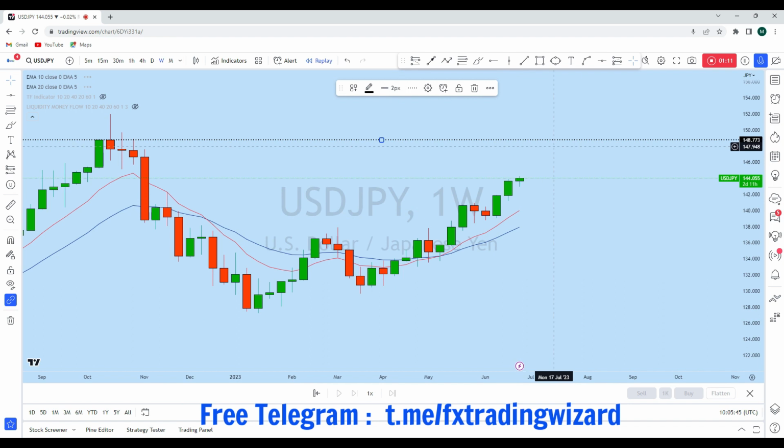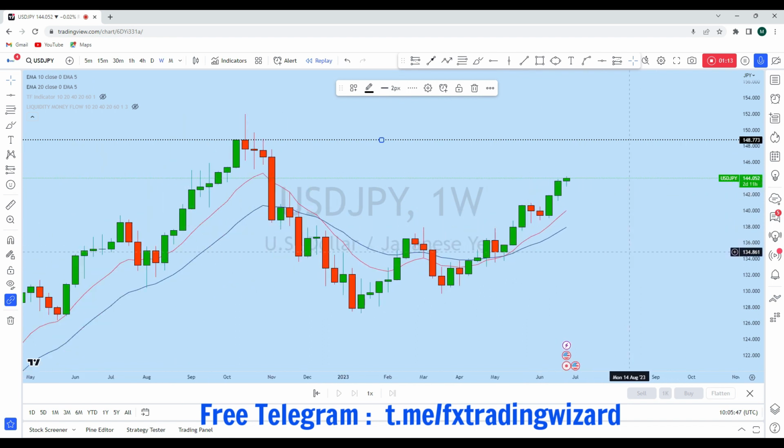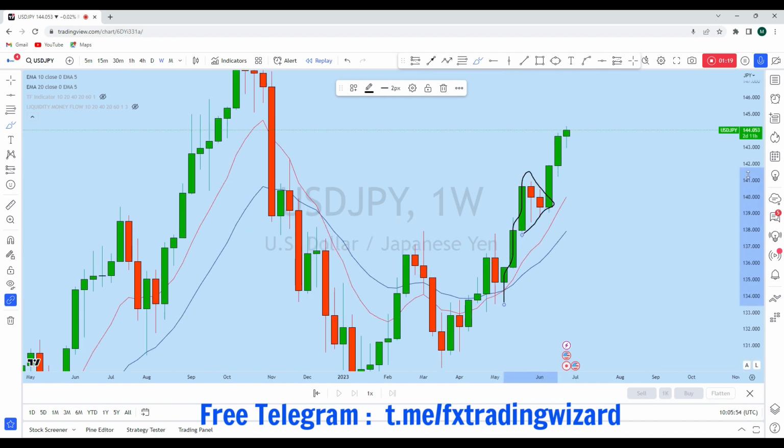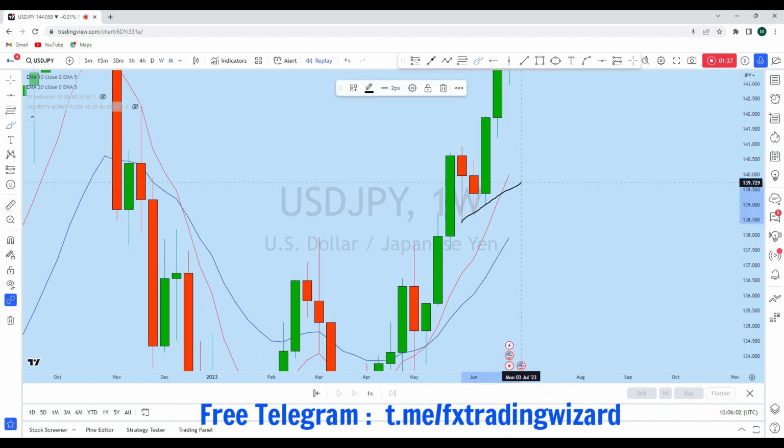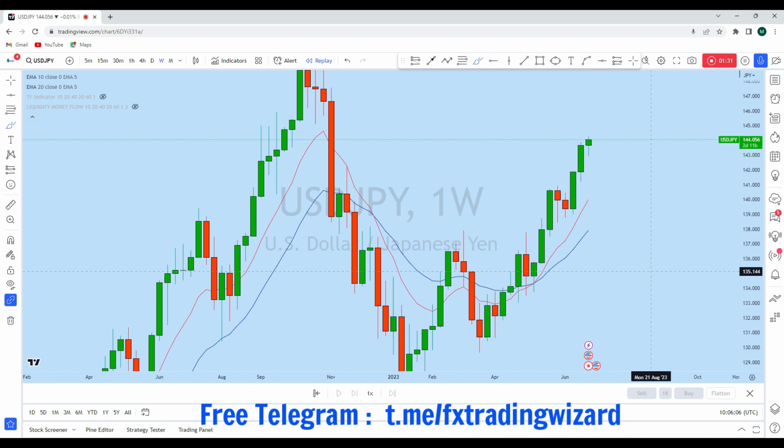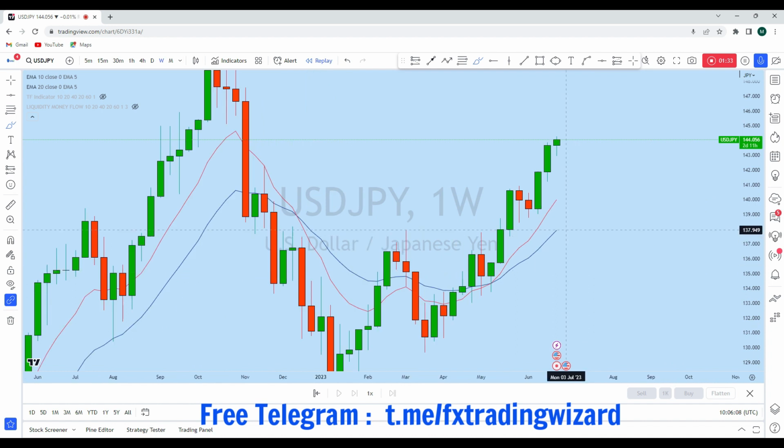If we look at the weekly perspective on dollar yen, this is the weekly impulse and the narrow correction, and again we saw another impulse to the upside. Looking at this triangular pattern, we see that in this zone there is no significant liquidity gap from the support. That's the sign that the market is very highly bullish and there is huge momentum in this market.